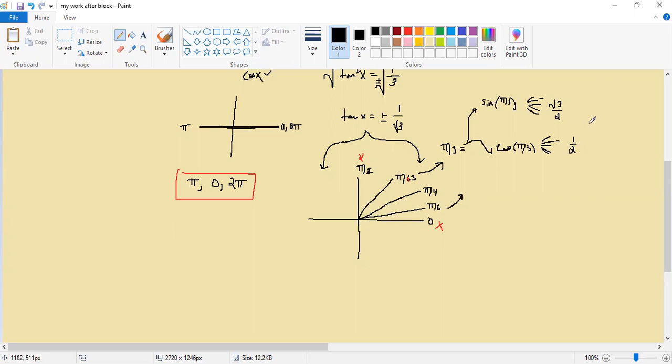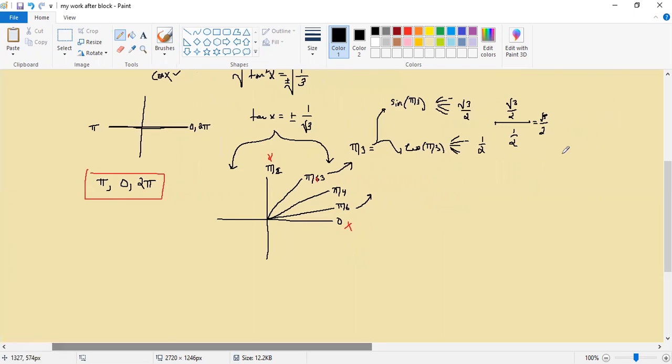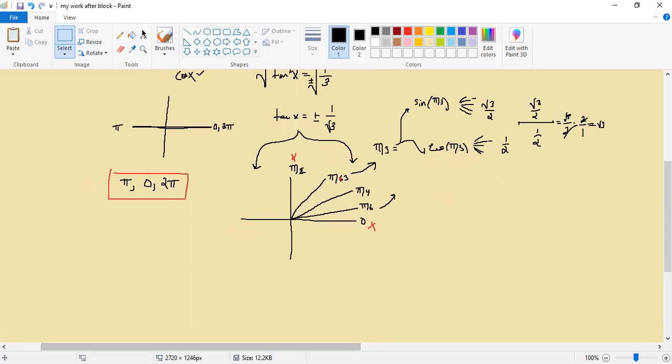So if we were to take the tangent, which is just the sine over the cosine, which is under root 3 over 2 over 1 over 2, would then come out to be under root 3 over 2, and then of course multiplied by 2 over 1, and this would just leave us with under root 3. That's really not a solution that we want if you think about it. We want 1 over under root 3.